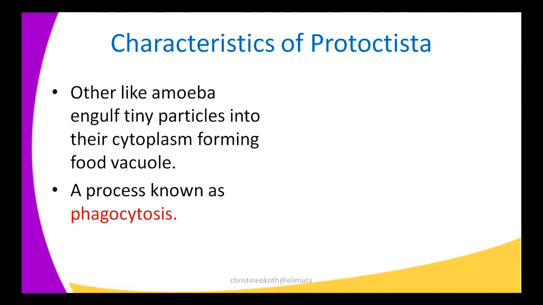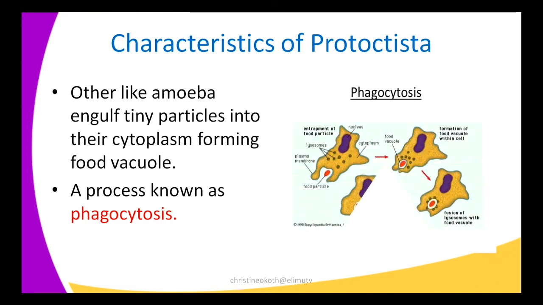While others, like the amoeba, engulf tiny particles into their cytoplasm, forming a food vacuole. This process is known as phagocytosis. So we have the autotrophs, then we have the heterotrophs, then we have these types of organisms that cannot make their own food, but take in food through the process of phagocytosis. An example is the amoeba.